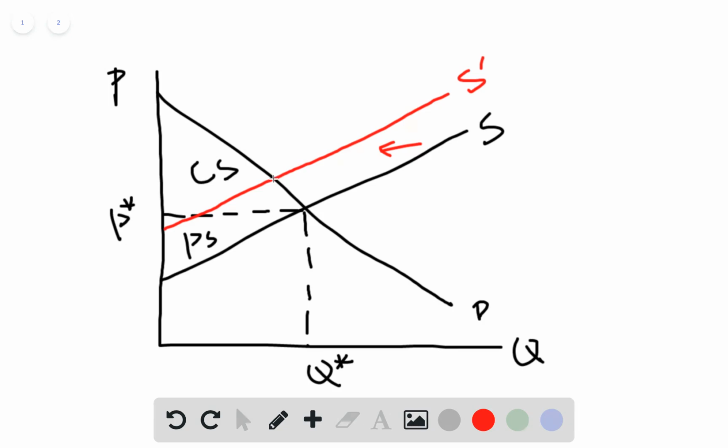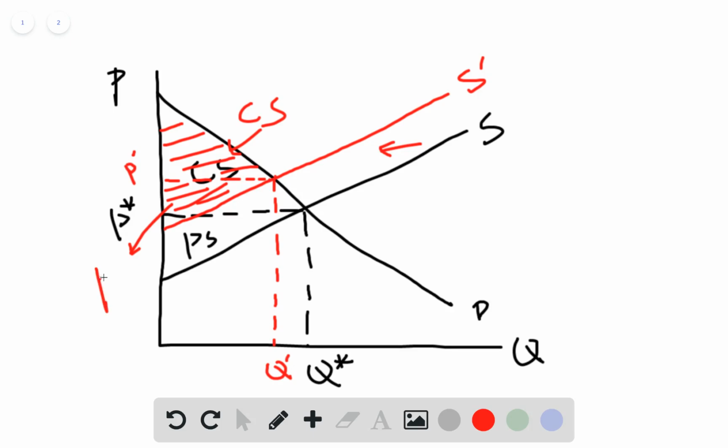So because of this left shift of the supply curve, we have a new equilibrium market price, let's say P prime, and a new equilibrium market quantity, that is Q prime. Okay, so based on this new equilibrium price and new equilibrium quantity, we know that this triangle here will be the consumer surplus, right? And this triangle here will be the producer surplus, say prime to distinguish.